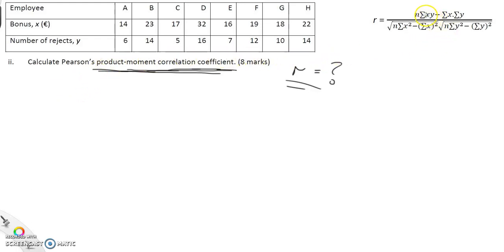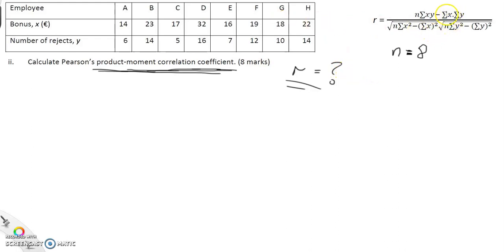We need the product. You see that summation xy? Well, we need n, right? Let's do n first. What does n equal? Well, n is the number of things going on here. We've 1, 2, 3, 4, 5, 6, 7, 8 employees. So n equals 8, right?